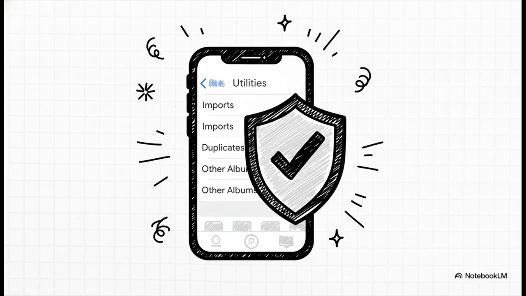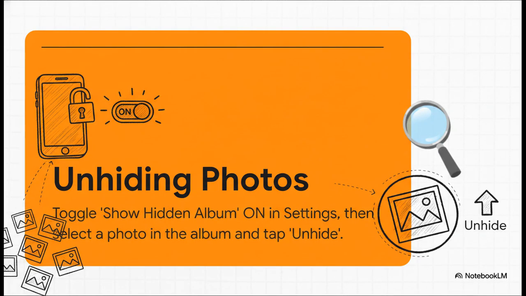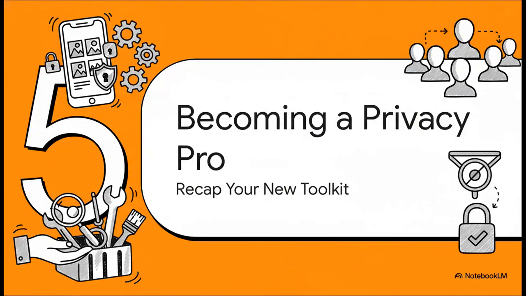If you go back to the Photos app and scroll down, you'll see it's just gone. The photos are still there, they're safe, but nobody's going to just stumble upon them. Now that is real privacy. Now, obviously you'll want to know how to get them back, right? It's just as easy. You just go back into your settings, flip that Show Hidden Album toggle back on, and your album will reappear. Then you can go in, select a photo, tap the three dots, and choose Unhide. Simple.